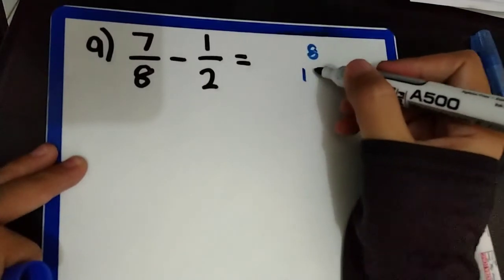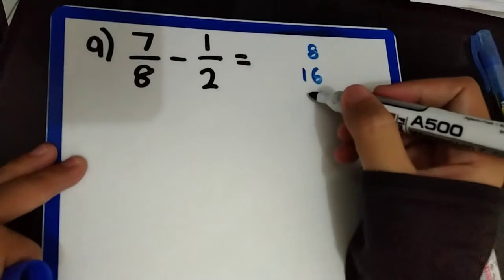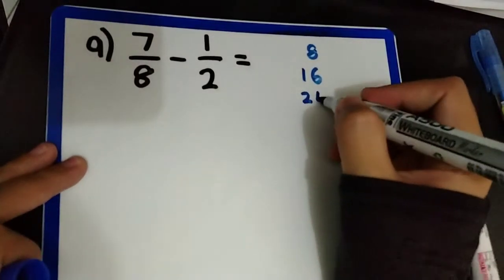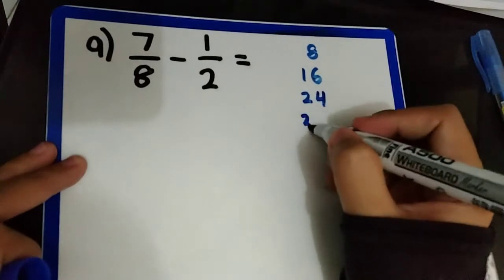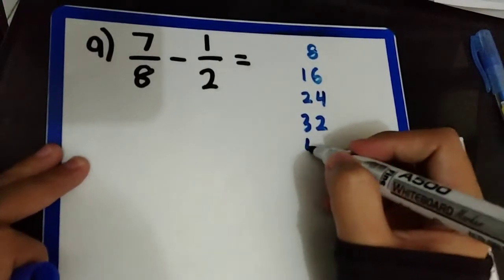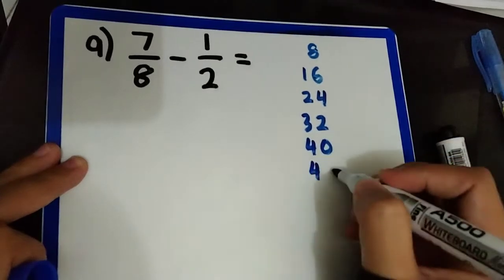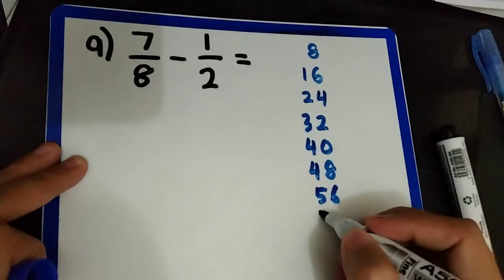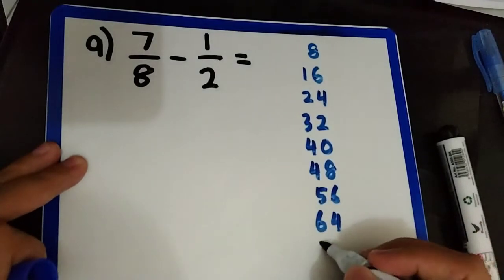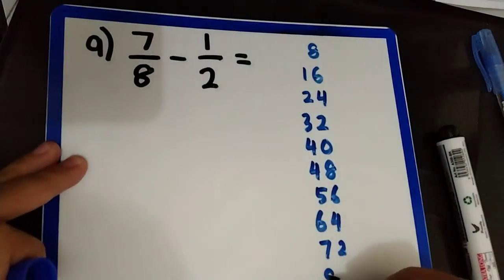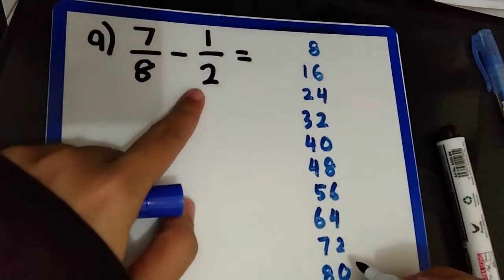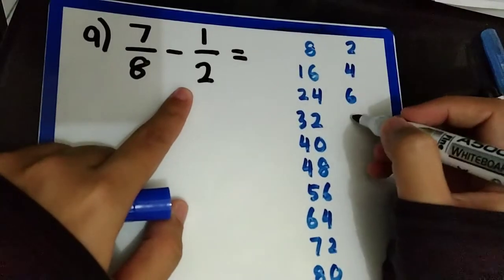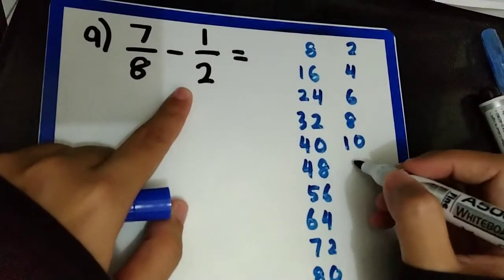List down the multiplication table of 8, which is 8, 16, 24, 32, 40, 48, 56, 64, 72, 80, and then the multiplication table of 2. List down until the end.